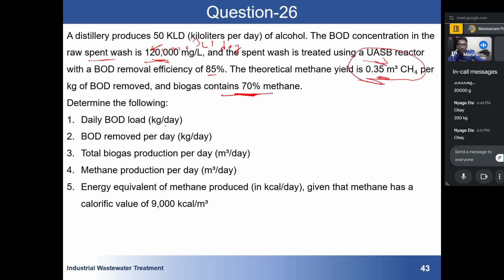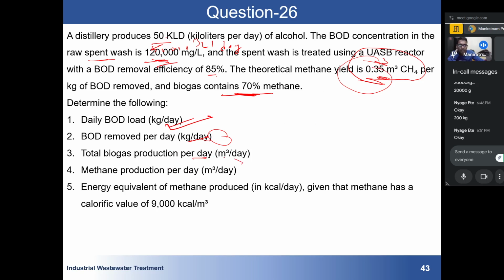So we have to determine the daily BOD load, meaning how much BOD is coming. That will be simply multiplying these two, giving the BOD load in kg per day. Then we know there is 85% removal efficiency, so we multiply these two. Next, total biogas production in meter cube per day: whatever BOD has been removed, we multiply it by 0.35, and then we get how much biogas has been produced.